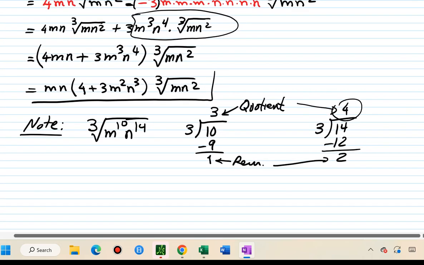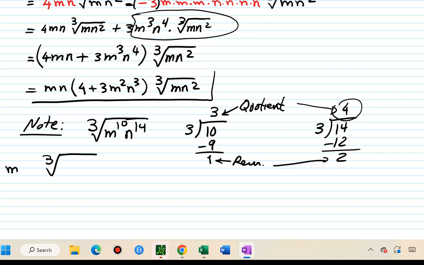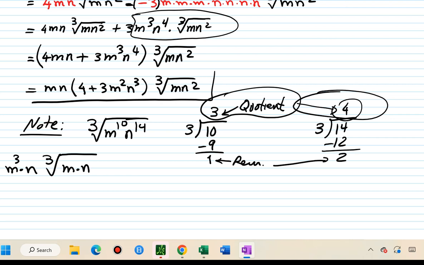Now we're doing it the shorthand. So at this point, this is how we're going to write this. We're going to put m and n on the outside, m and n on the inside. The quotient on m was 3. We're going to put that outside. Quotient on n was 4. We'll put that on n on the outside. And then we'll attach the remainders for the exponents on m and n.